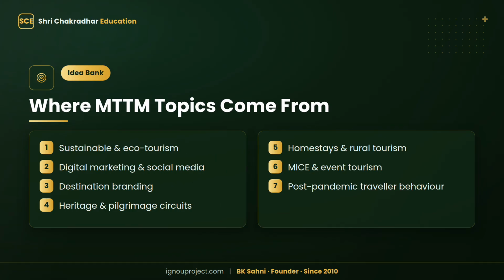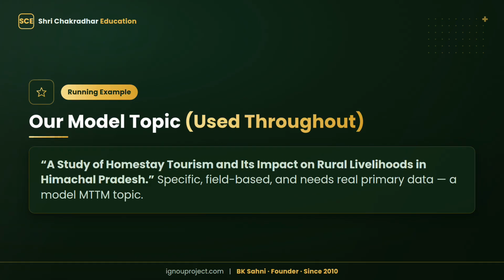Where do good topics come from? From current tourism issues, sustainable and ecotourism, digital marketing and social media in travel, destination branding, heritage and pilgrimage circuits, homestays and rural tourism, MICE and event tourism, and post-pandemic traveler behavior. Throughout this guide, I will follow one running example so you can see every step in action. Our example study is titled, A Study of Homestay Tourism and Its Impact on Rural Livelihoods in Himachal Pradesh. It is specific, it is field-based, and it needs real primary data. That makes it a model MTTM topic.